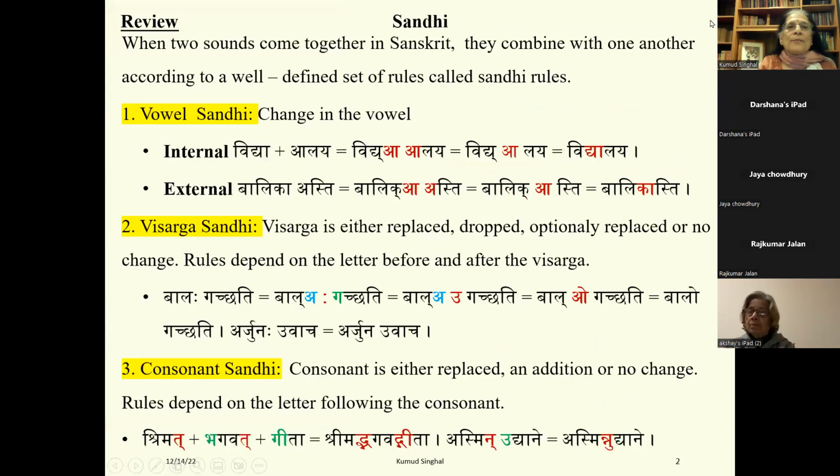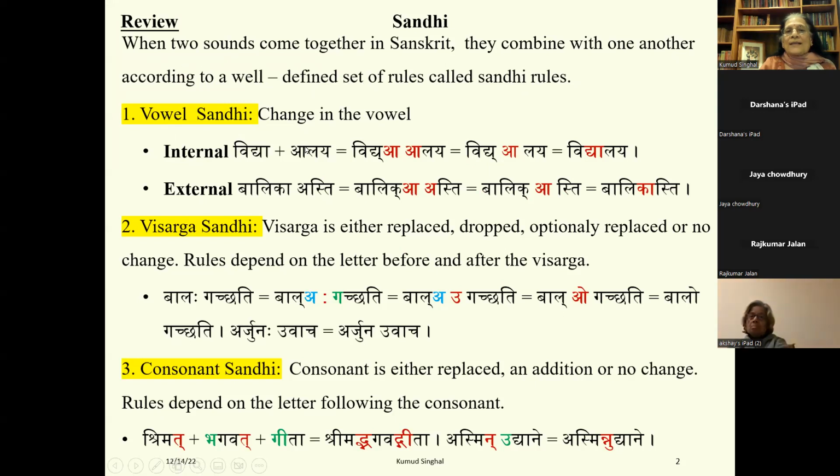So I'm going to give a brief overview of the three sandhis, and then we'll discuss the vowel sandhi. As you all know by now, when two sounds come together in Sanskrit, they combine with one another according to a well-defined set of rules called Sandhi rules. There are three kinds of Sandhis. Vowel Sandhi implies change in the vowel, and the vowel Sandhi are of two kinds, internal and external. Internal is within a word.